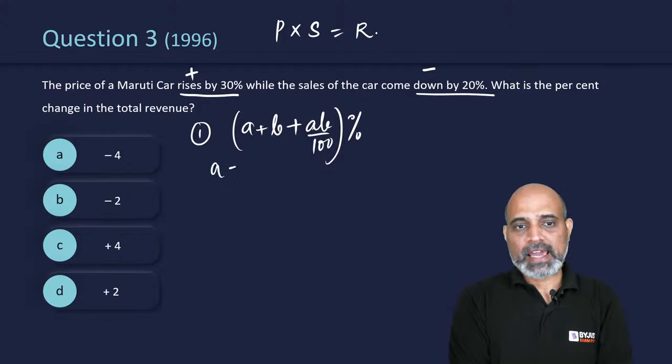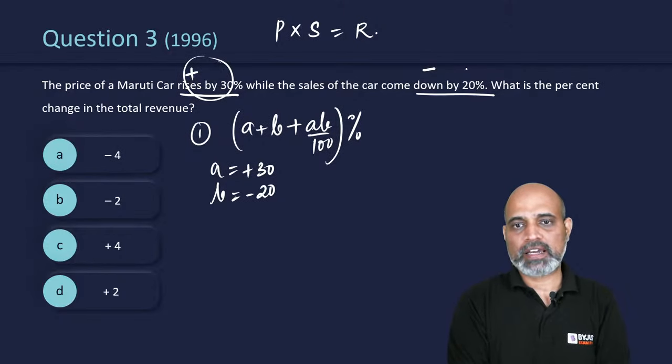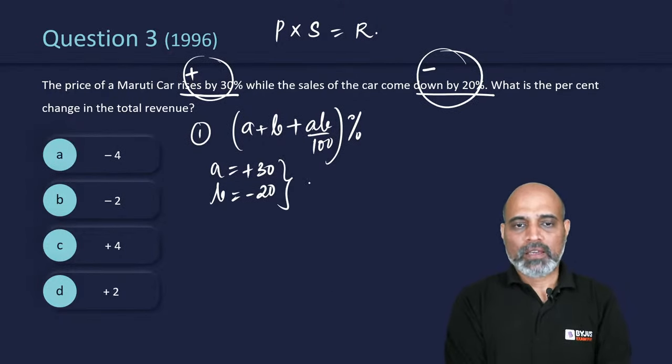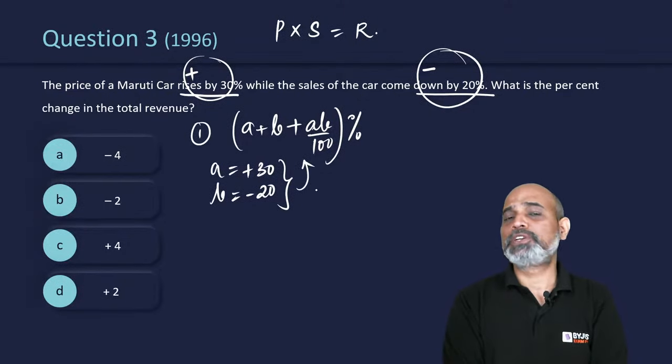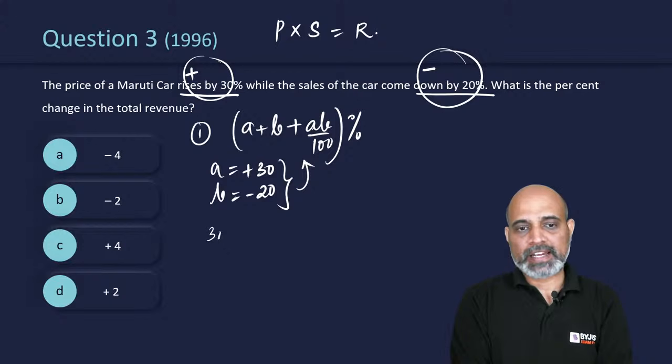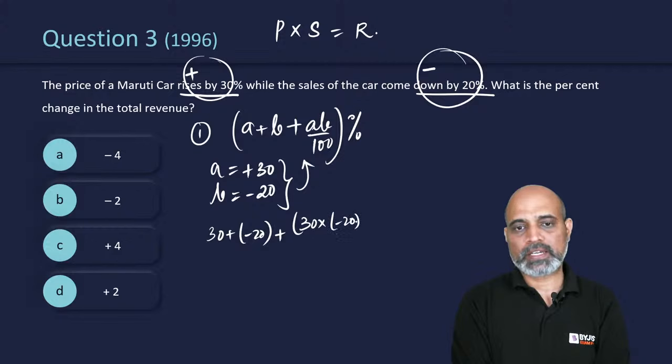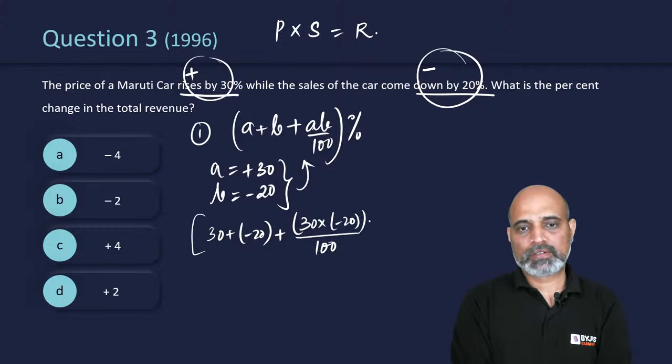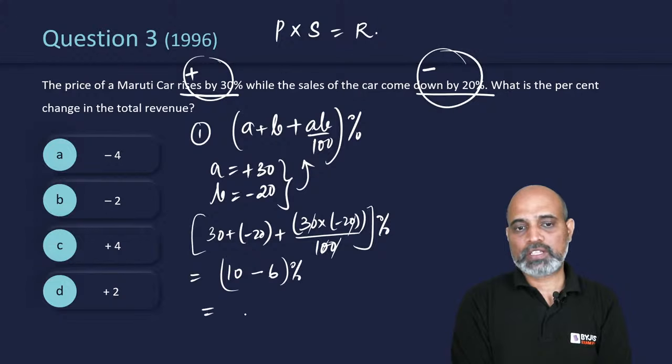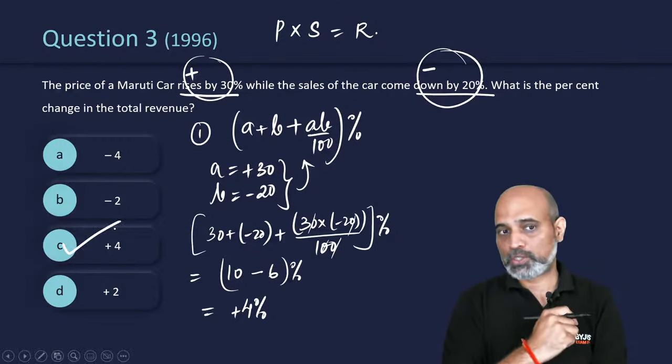So here A is plus 30 and B is minus 20. Excuse me. We are supposed to put it back here. Once we do that, we will get 30 plus minus 20 plus 30 into minus 20 all divided by 100. So 30 minus 20 will give us 10, and the 2 zeros will go away. 3 into minus 2 is minus 6. So this is what you will end up with. So this is going to be 4%. Final answer plus mein hai na, so plus 4. So plus 4% is what you will get.